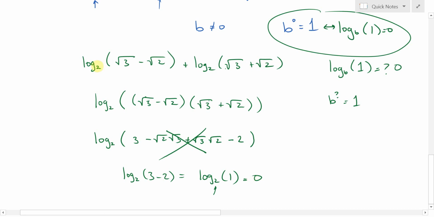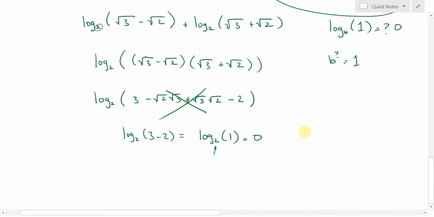So actually, he said log base 2 on the quiz, but it could have been log base anything at all, and we would have gotten the same answer. It would have turned into log base something of 1, and you would have gotten 0 as a result of that.